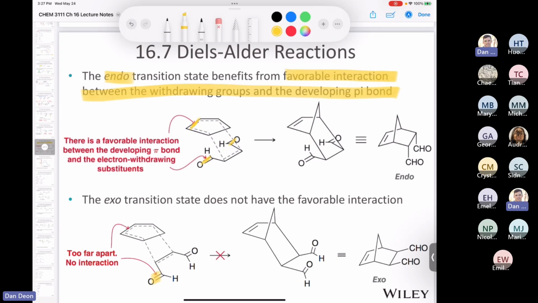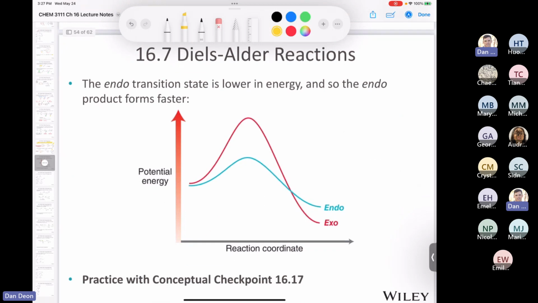So when it's exo, these two pi bonds are too far apart from the pi bond that's forming, and so we don't have that favorable interaction. And so that's why the endo is the major product and the exo product is usually not even formed. Now, if you look at the reaction coordinate diagram, the whole idea is nothing more than this: the endo activation energy is a lot lower. That's all. Why is it lower? Because during the transition state, you have a favorable interaction between the pi bond that's being formed and the pi bonds on the electron withdrawing groups. There you go. That's your explanation. That's as deep as we need to go in chemistry 3111.